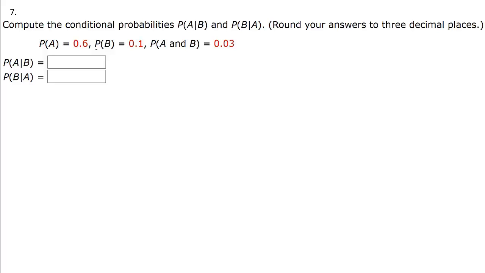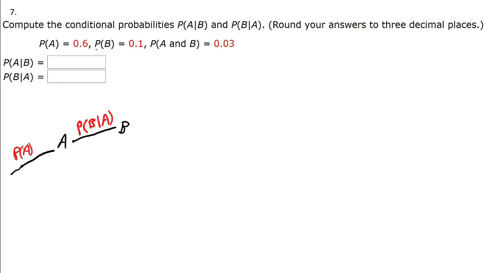Number 7. Compute the conditional probabilities, the probability of A given B and the probability of B given A, and round your answers to 3 decimal places. The probability of A is 0.6, the probability of B is 0.1, and the probability of A and B is 0.03. Now, there are formulas for this. I'm going to show you the way I do it so I don't have to memorize these conditional probability formulas, but I'll show you at the end how you could do it if you wanted to actually memorize the formulas.